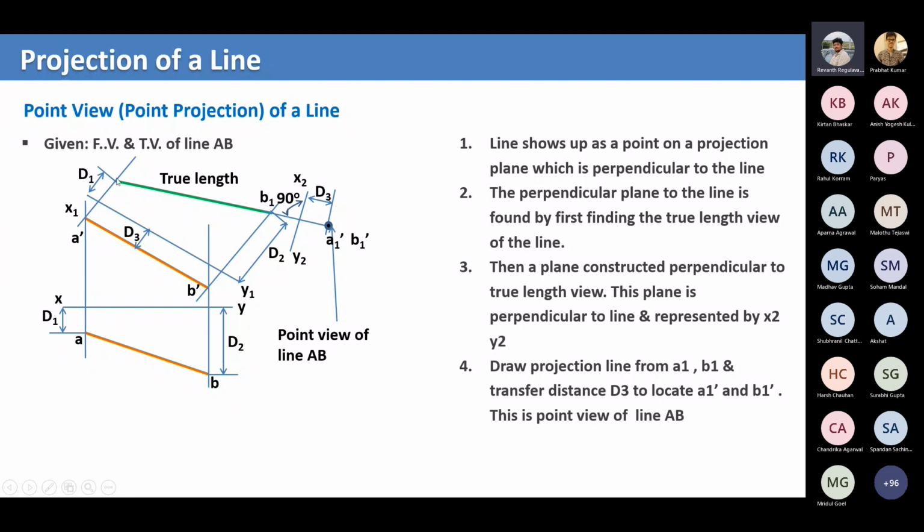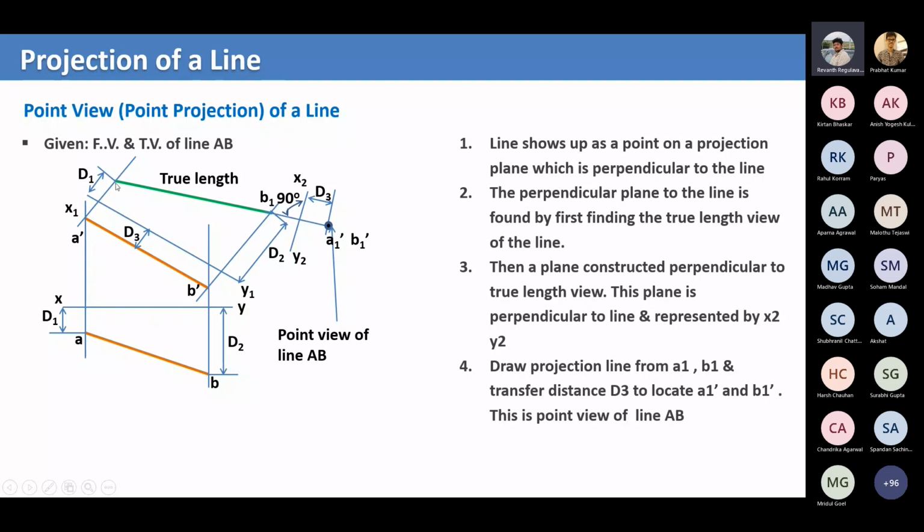We took the auxiliary plane x1 y1 first, and then we drew the perpendicular lines from A dash, B dash, and we extended those lines. So how far do we extend them? We extend these dimensions. From A dash we extend d1, since A is at a distance of d1 from the xy line, and from B dash we extend d2, since B is at a distance of d2 from the xy line. Then we join these two points to get the true length of AB.